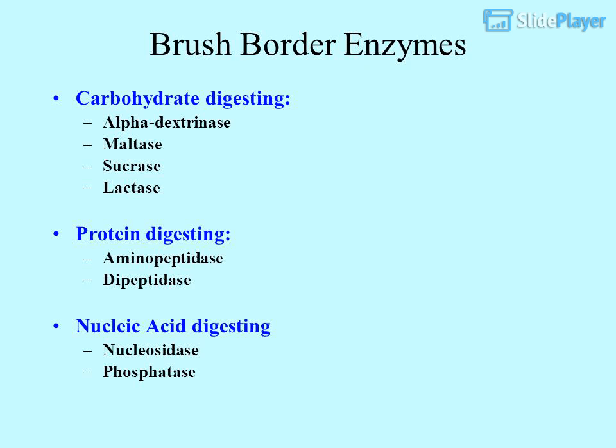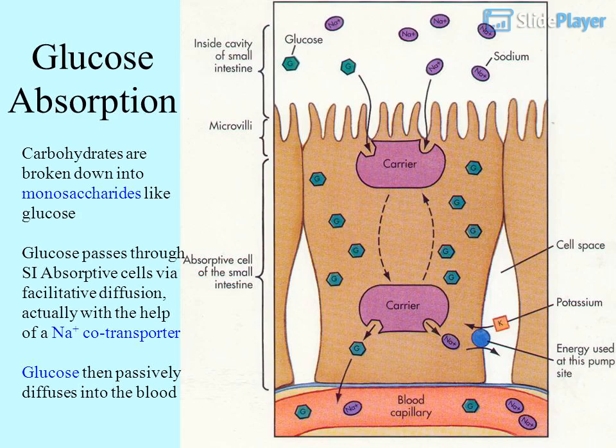Nucleic acid digesting: nucleosidase, phosphatase. Glucose absorption. Carbohydrates are broken down into monosaccharides like glucose. Glucose passes through small intestine absorptive cells via facilitated diffusion, actually with the help of a transporter. Glucose then passively diffuses into the blood.